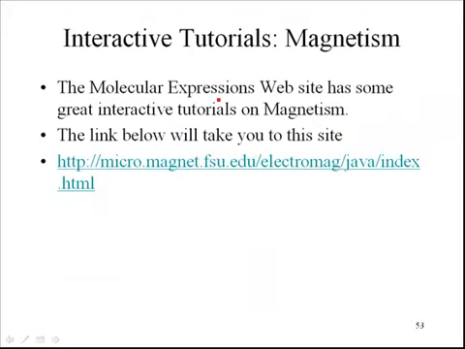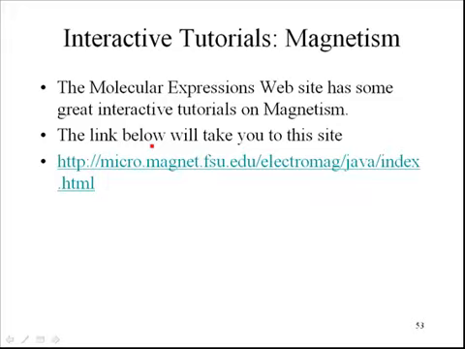And interactive tutorials on magnetism. Earlier in this presentation I showed you one of the slides concerning magnetic orientation. If you want to go to that site, the URL is right here. I'm going to post this link on the class website, but if you just want to jot it down, there it is.